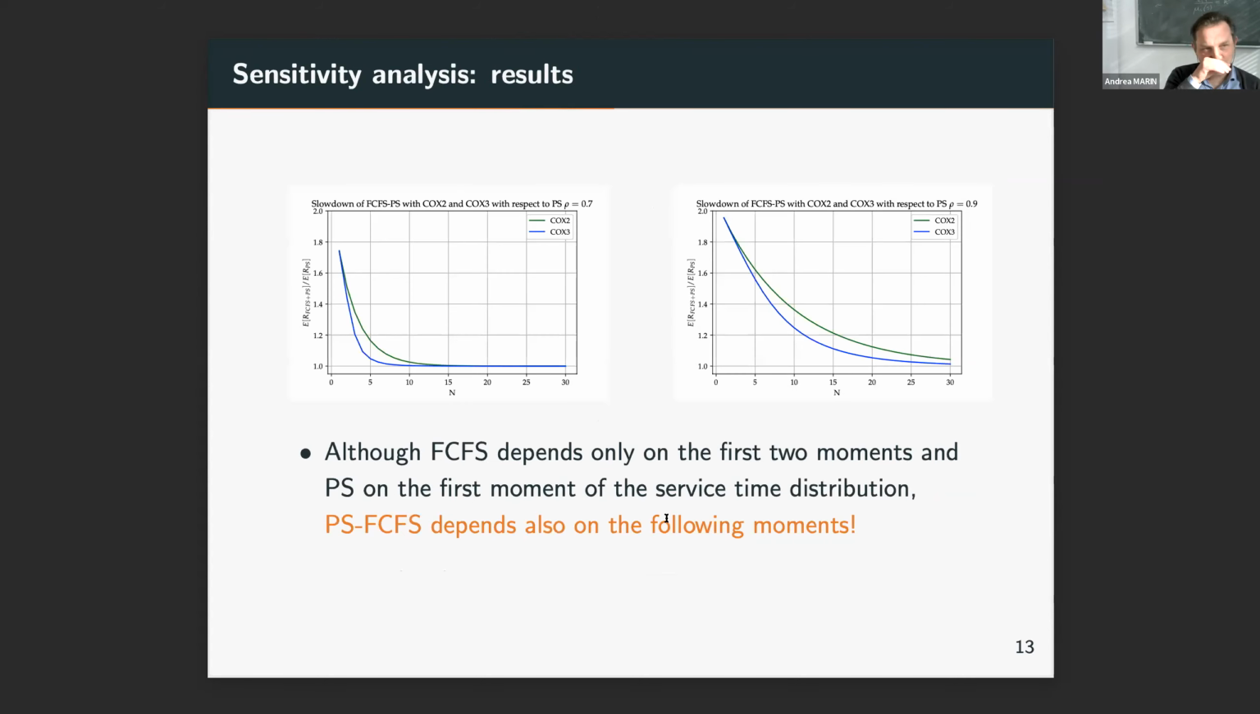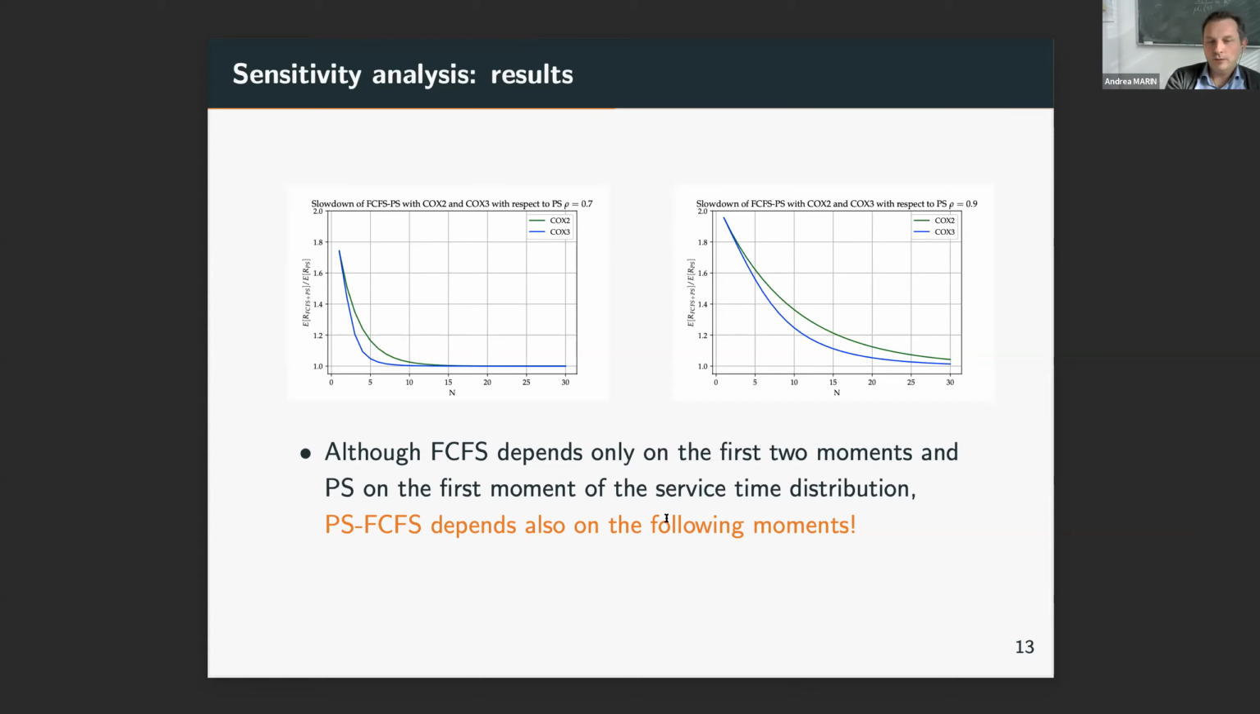So the first thing that we found surprising is the sensitivity analysis result. We know that the first come, first served discipline is sensitive only to the first two moments of the service time distribution, and processor sharing is sensitive only to the first moment of the service time distribution. The interesting thing is that when we combine the two disciplines, we have a sensitivity to moments that are higher than the second. We found this result very surprising.